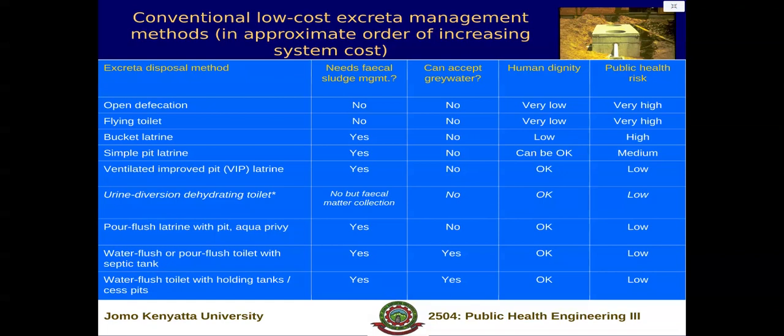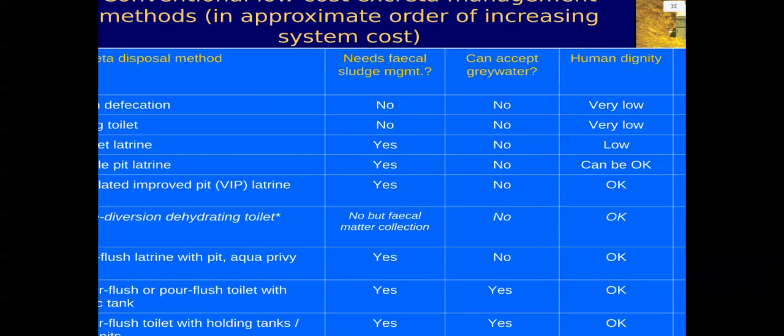So when you look at open defecation, does open defecation give us an opportunity to collect the sludge? No. Does it accept grey water? No. What is the human dignity? Very low. What's the public health risk? Very high. And therefore, open defecation, and it may surprise you. Has anybody come across incidences of open defecation in our country? Has anybody come across this?